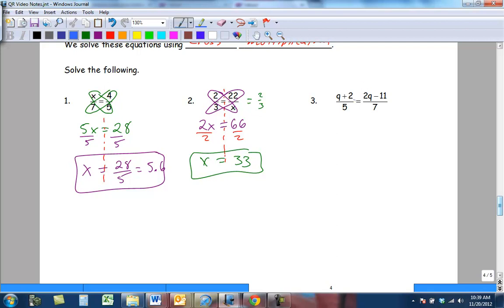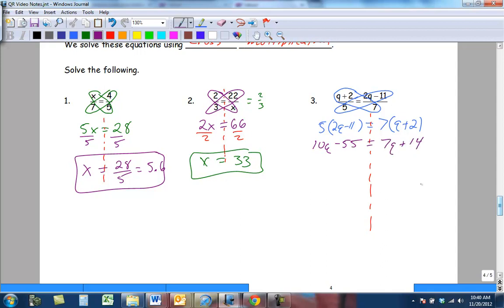Where it gets a little bit tricky is when you got more than one term. Now when we cross multiply here, you got to think of this as 5 times, and you got to put parentheses around 2q minus 11, equals 7 times, and the whole thing, q plus 2. Now this is a little bit more complicated, but it's the same as we did in the previous section. Distribute, you get 10q minus 55 equals 7q plus 14.